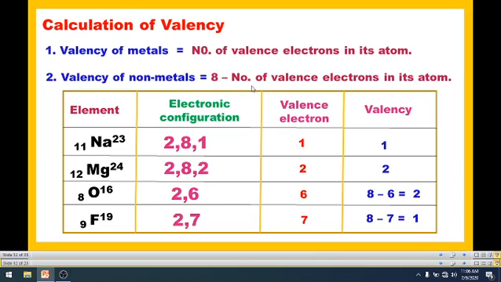Okay, so how do we know which elements are metals and which are non-metals? Generally, valence electrons 1, 2, 3 belong to metals. 5, 6, 7 belong to non-metals. So for 1, 2, 3, the valency is the same: valence electron 1, 2, 3 means valency also 1, 2, 3. For valence electrons 5, 6, 7, we subtract from 8. 8 minus 5 is 3. 8 minus 6 is 2. 8 minus 7 is 1. So it is easy for us to calculate the valency of metals and non-metals.